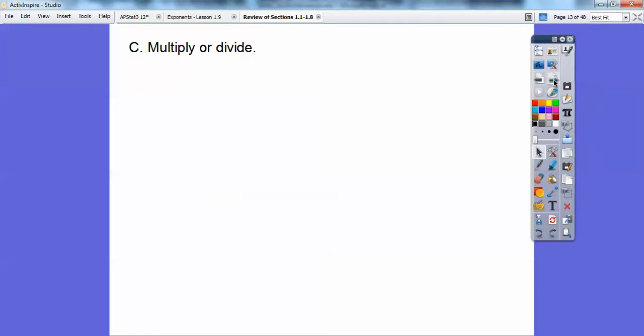So let's try this, multiply or divide. We're going to multiply on the first one and divide on the second one. So negative 5 times negative 6 is 30, and then negative 42 divided by a positive 3 is a negative 14, okay?